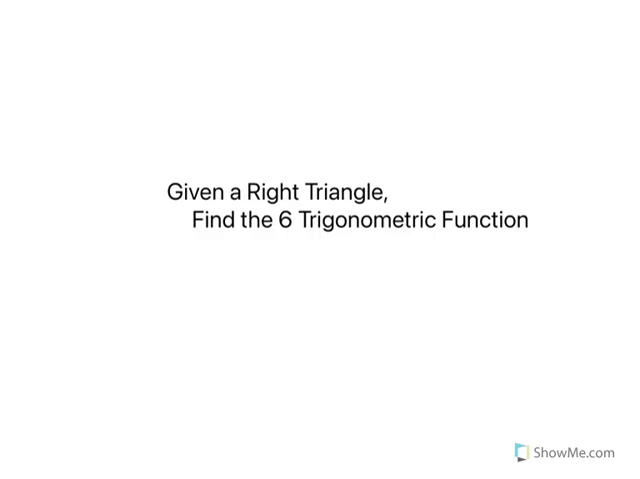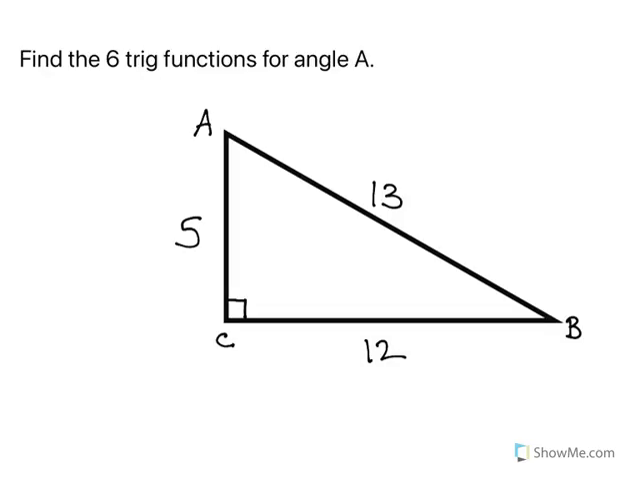Given a right triangle, find the 6 trigonometric functions. So here we are given a triangle, a right triangle ABC, with the sides given of 5, 12, and 13. We are asked to find the 6 trig functions for angle A. So this is the angle that we are working with.